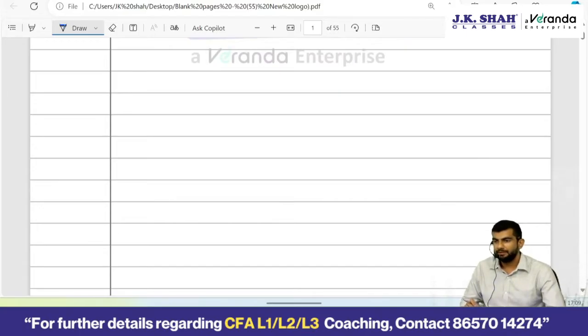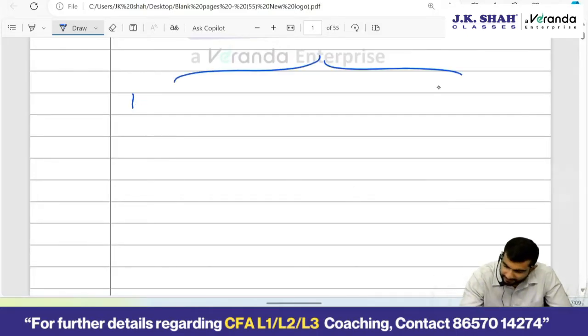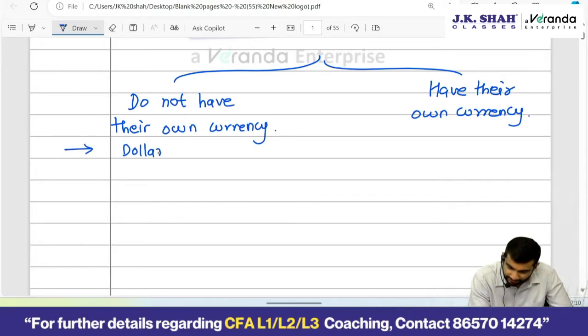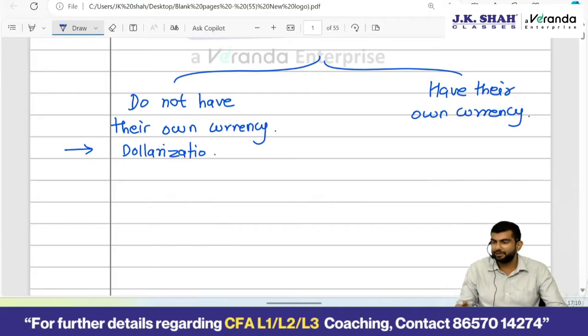Then as regards your currency regimes, countries that have their own currency and countries that do not have their own currency. One example of countries which do not have their own currency, we had discussed dollarization. Dollarization is what? Using the currency of another country. Not necessarily dollar, it can be dollar, euro and all. The list is given in your book. Okay.